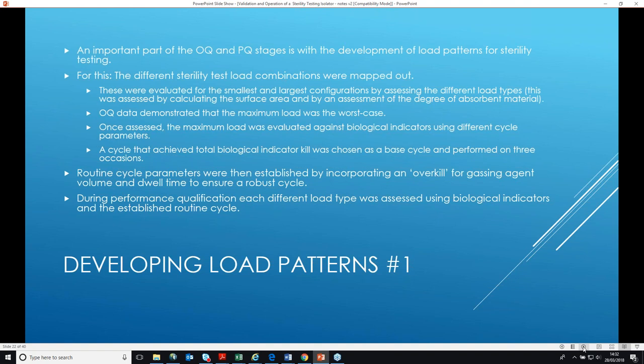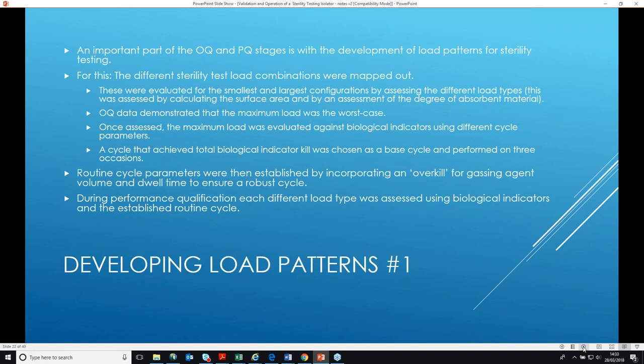Once assessed, the worst case, maximum load, was evaluated against biological indicators using different cycle parameters. The cycle that achieved total biological indicator kill was chosen as the base cycle, and that was then performed on three occasions. From the satisfactory outcomes of the maximum load validation, it was reasoned that all intermediate loads would also be satisfactory based on the load of the largest surface area being the worst case, and also through demonstrated reproducibility and repeatability based on successive validation cycles.